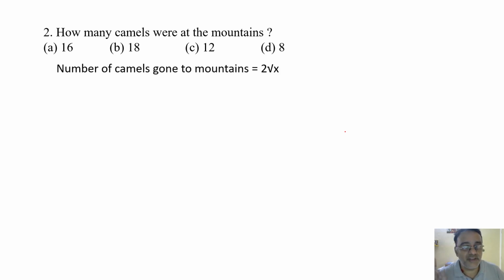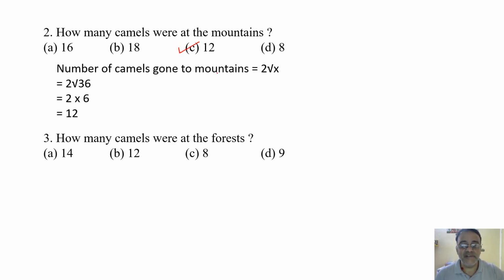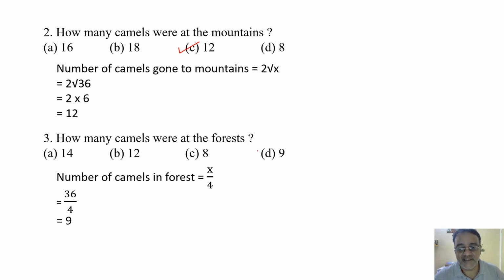So 2 root 36, 2 into 6, 12, right? And the correct option is Option C. Option C, right? How many camels were at the forest? 1/4. That is x by 4, right? Very good. 36/4 is 9. And the correct option is Option D.